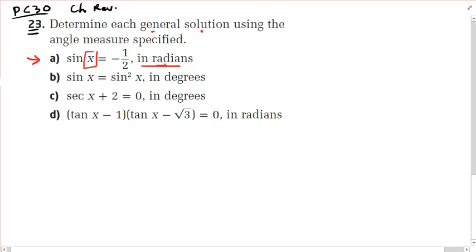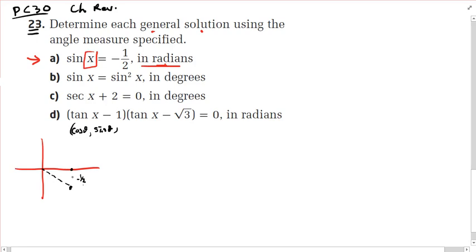Okay, so they want the general solution. First of all, let's take a look at sine of x equals -1/2 and figure out where the sine of an angle equals -1/2. If we think about the unit circle, you might remember that the first coordinate is cosine, the second is sine. So we're looking for a second coordinate of -1/2. If we go over √3/2 and then down 1/2, that's going to be -1/2. So this is one of the angles we're looking for.